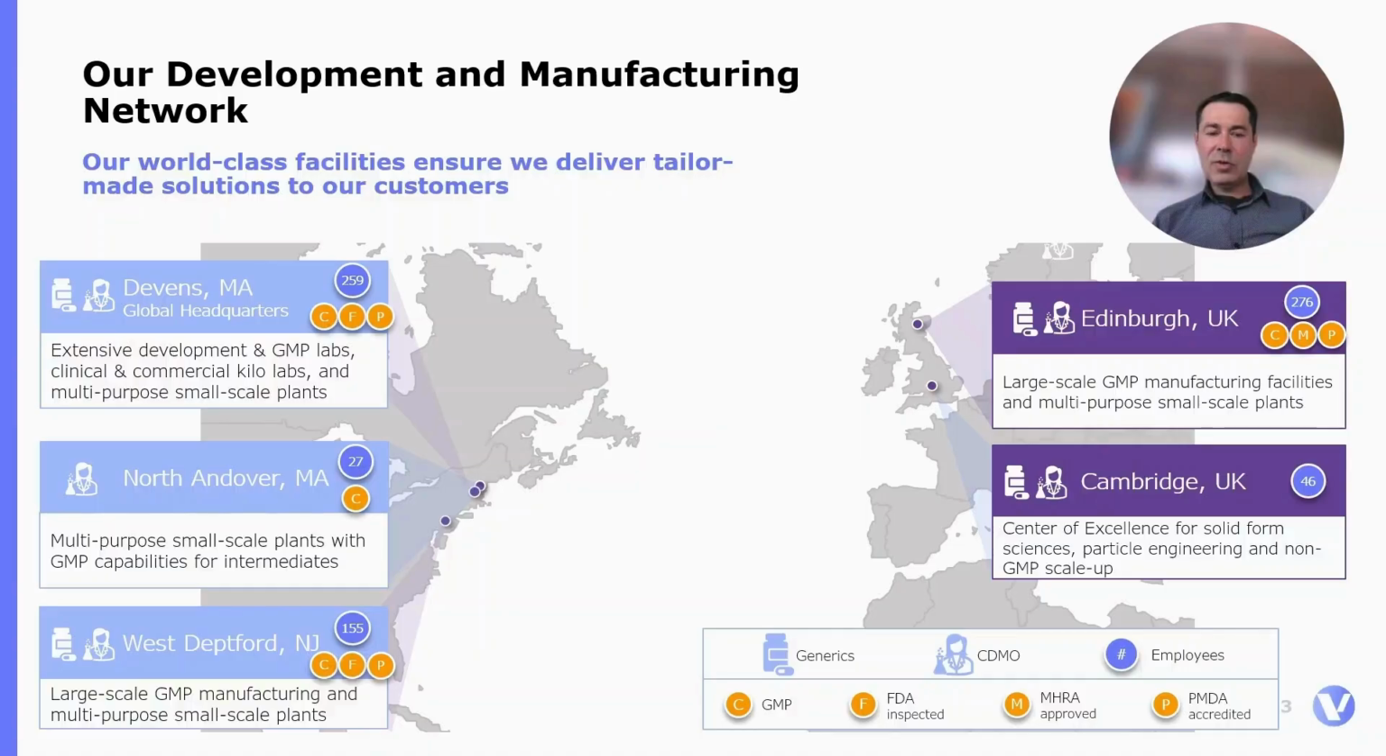Veranova counts over 700 employees. We have different sites, 2 in the UK, a manufacturing site in Edinburgh, and an R&D site in Cambridge, specialized in solid form. We are a CDMO with other sites in the US, such as the site in Devon, which has been FDA inspected recently, and we have other sites, North Andover and West Deptford as well in New Jersey.